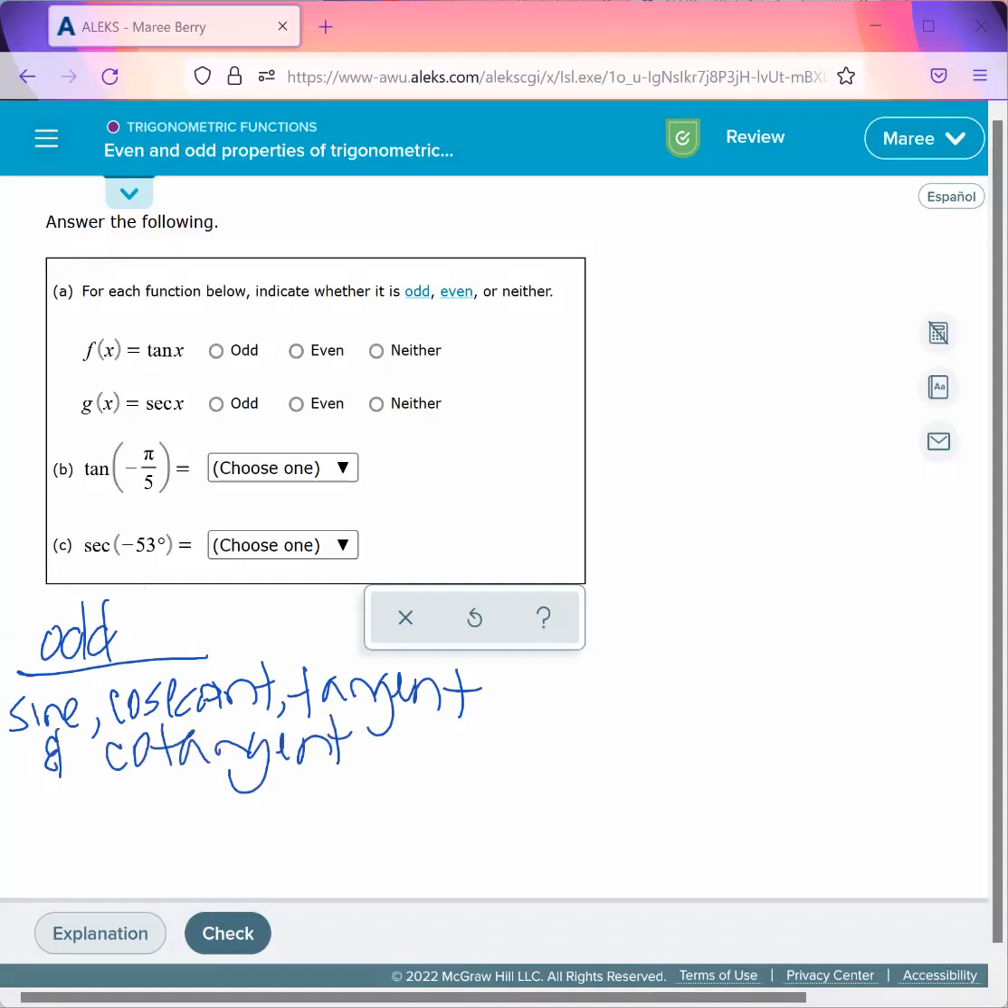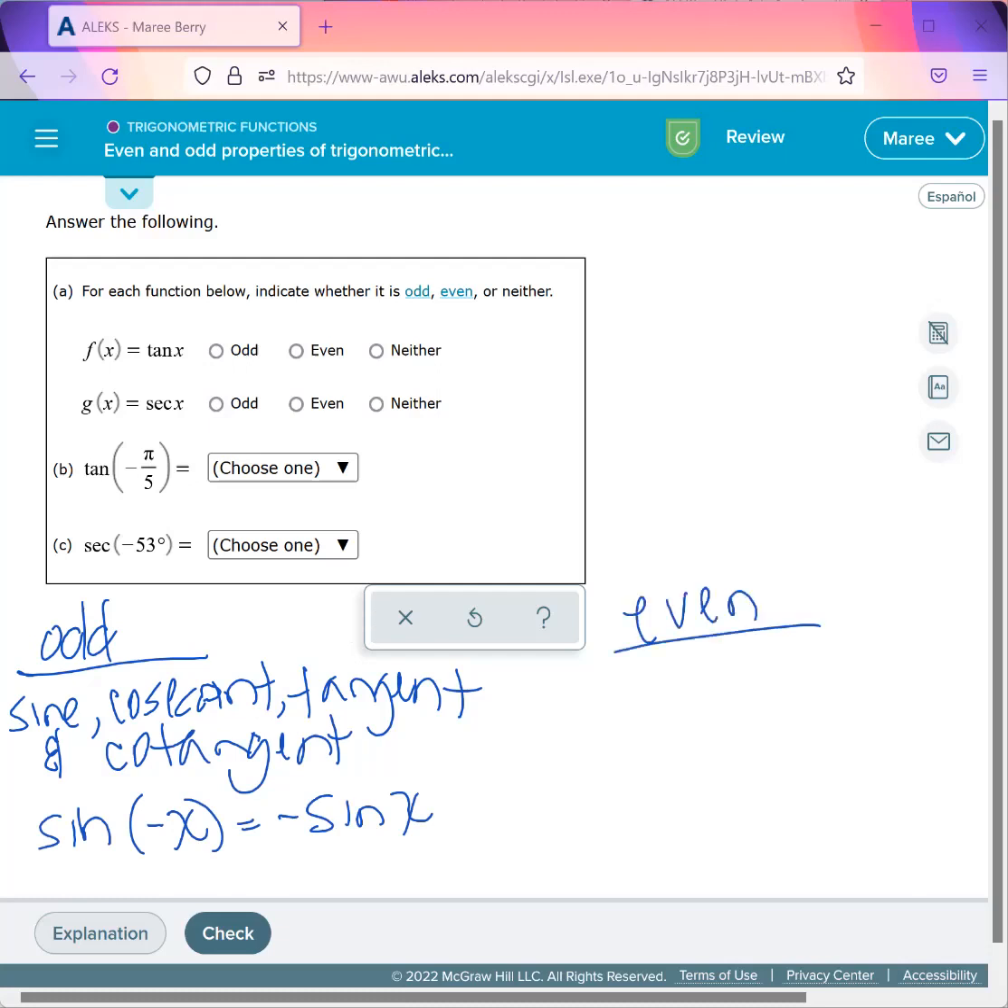And odd just means that if you take one of these, we'll use sine, one of those of a negative x, you're going to get a negative sine of x. So if you put in a negative x, it will change the function to a negative sine of x, or negative whichever function you're looking at.